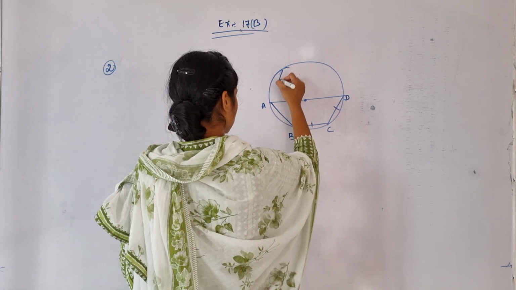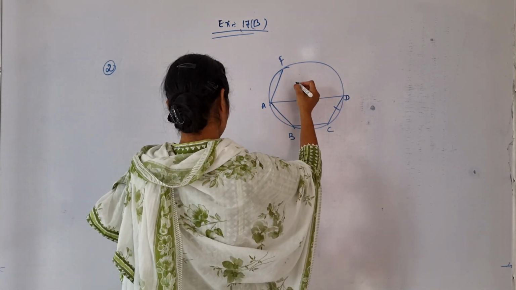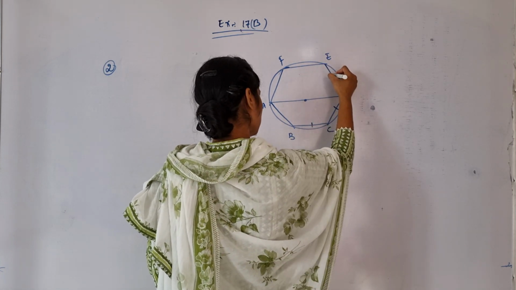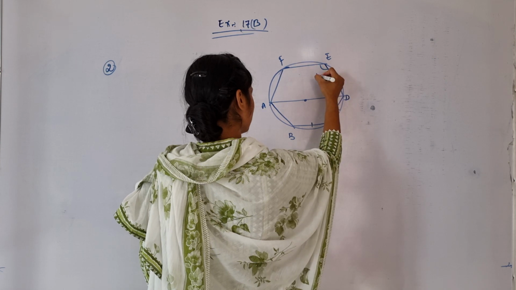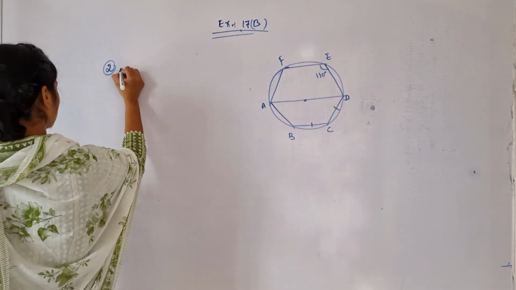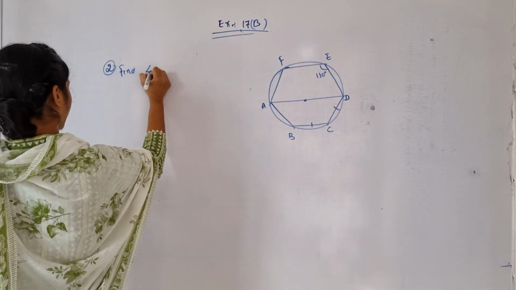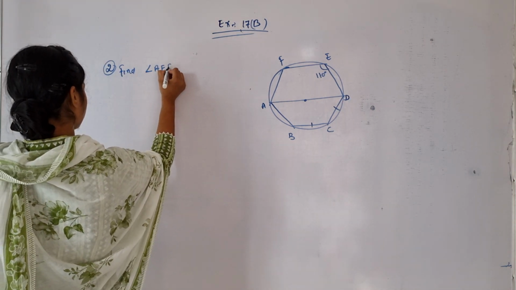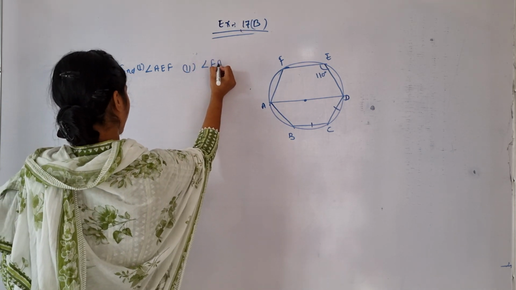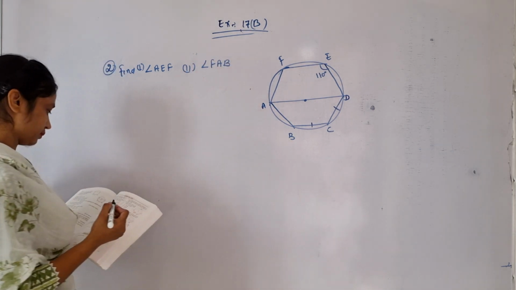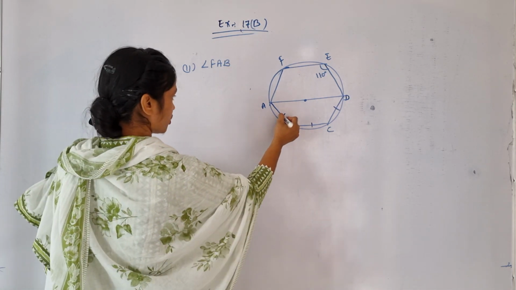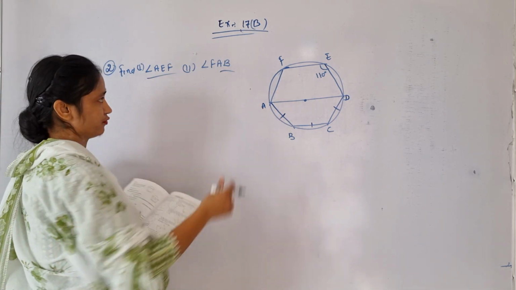And here is somewhere F, E, D. This angle they have given as 110 degrees. You need to find angle AEF, the first part, and the second is angle FAB. These two angles you need to find.